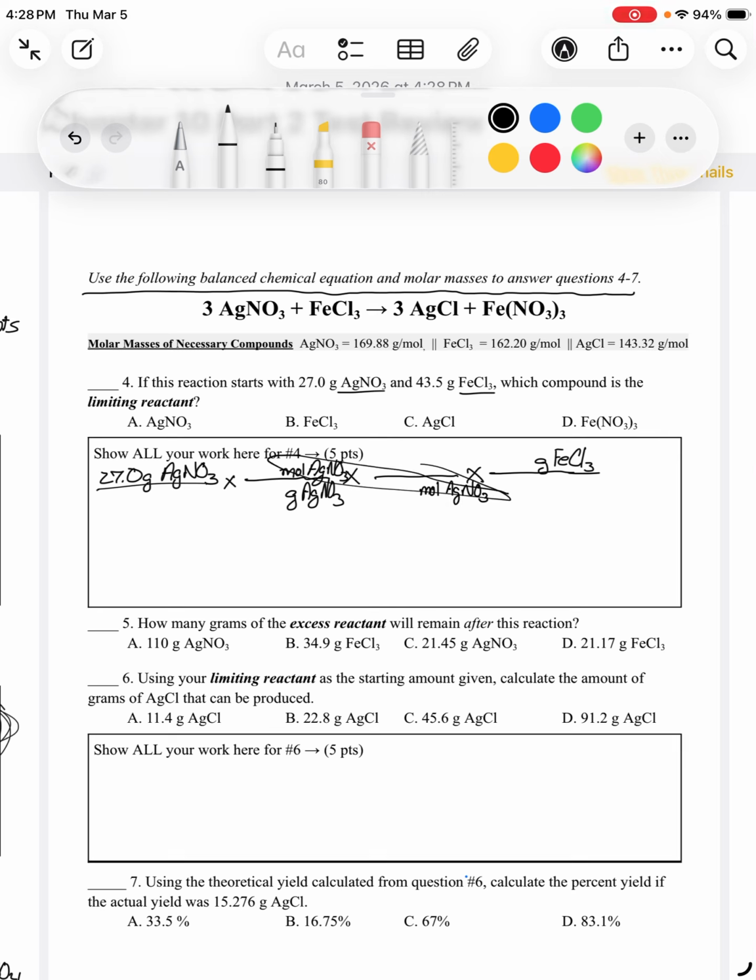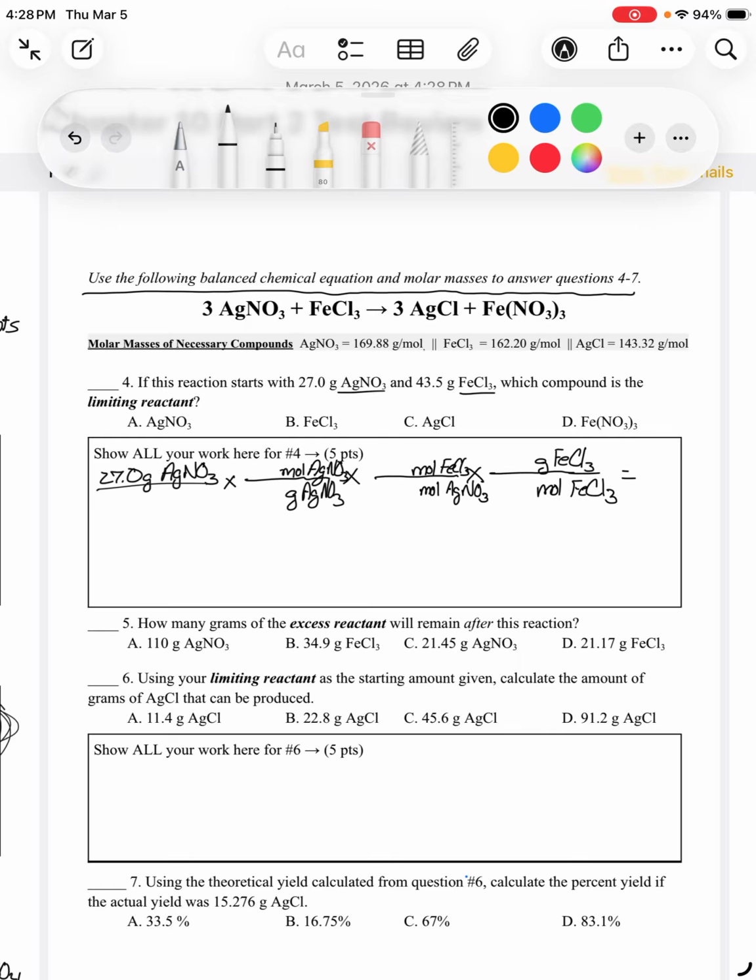Just remember, these have to be diagonal. Some of you are not making them diagonal. If you don't do it, it's going to mess your equation up. We're turning moles of silver nitrate into moles of iron 3 chloride. And we're turning moles of iron 3 chloride into grams of iron 3 chloride.